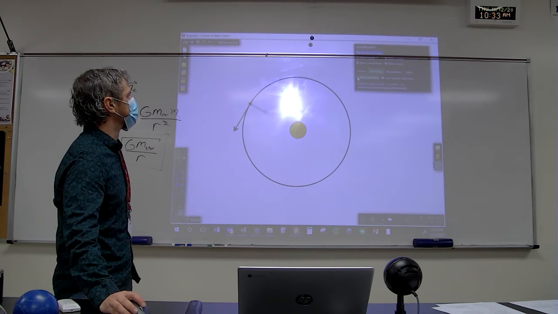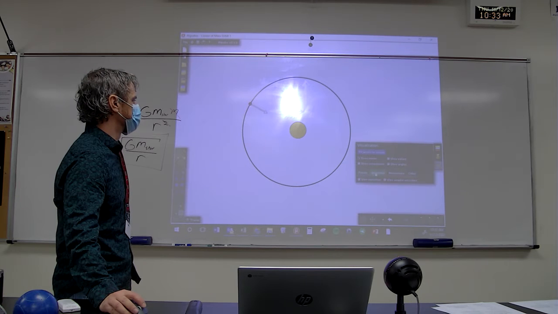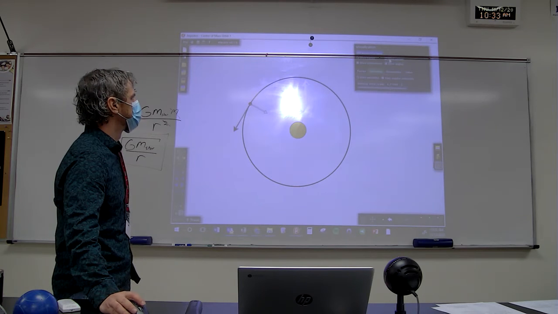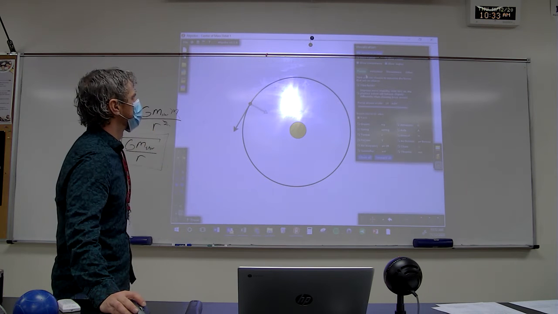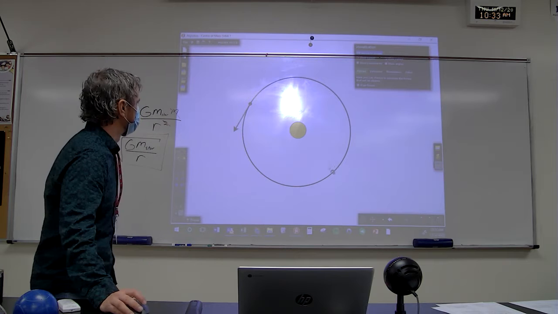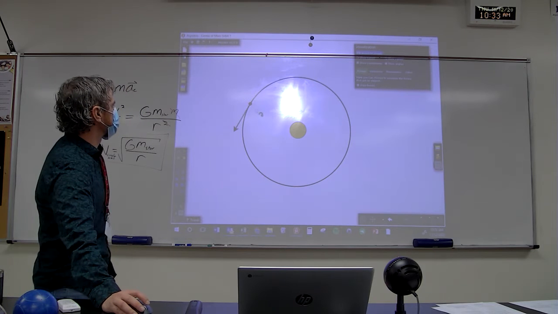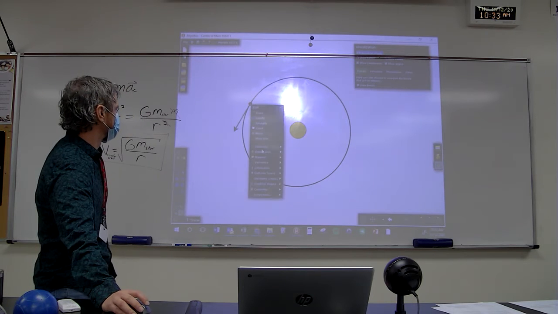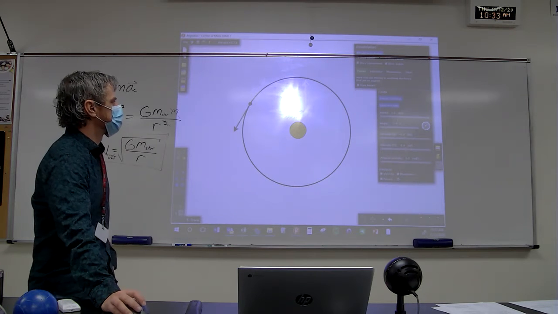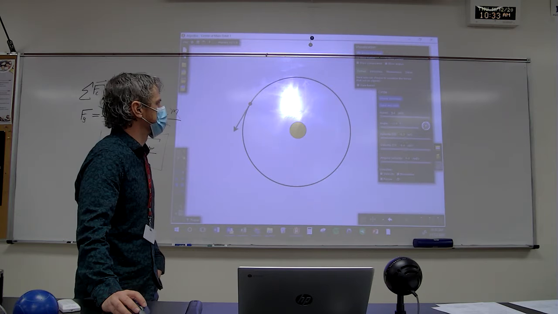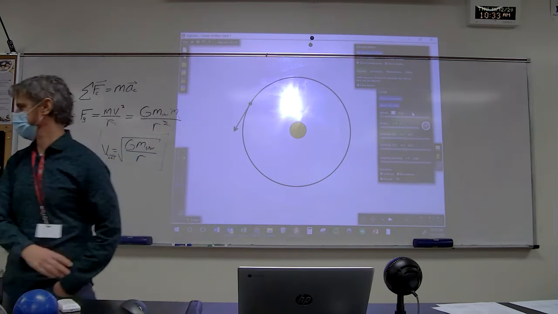Let me turn these off. Actually, no, not the velocity, the values. Turn the force off. Okay. So let's look at this guy's speed here, and I'm going to reduce the speed a little bit. It's at 0.6 meters per second. Let me go down to 0.4 meters per second.